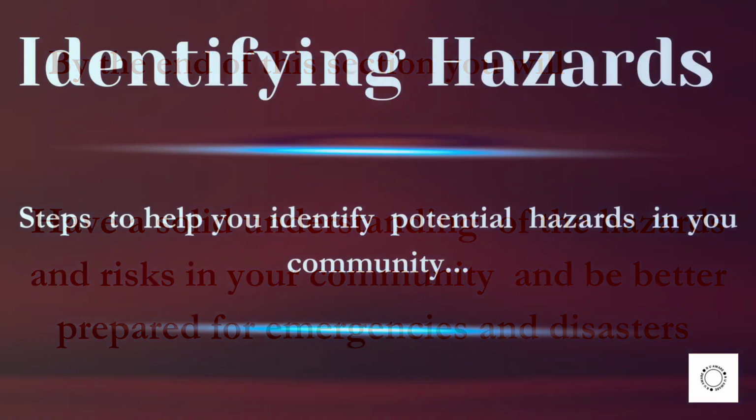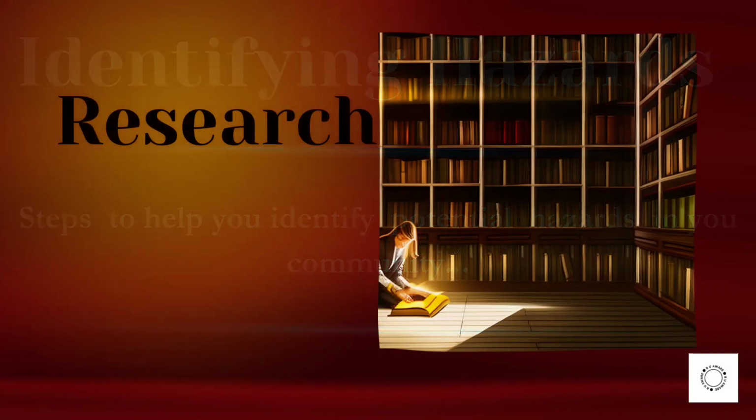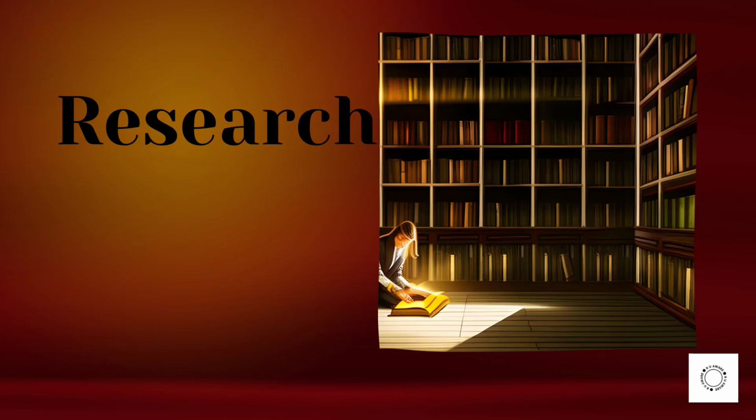Identifying potential hazards in one's community is an important step towards keeping oneself and others safe. Here are some steps to help you identify potential hazards in your community. First, research. Start by researching the history of your community, including any past incidences or natural disasters that have occurred. This information can give you an idea of what types of hazards may be present in your area.